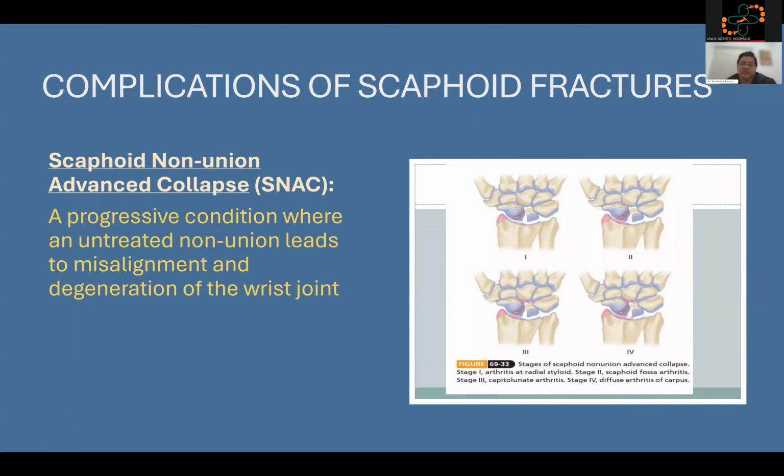It has four stages. In stage one, there is mild arthritis, there is non-union. In stage two, there is scaphoid arthritis. In stage three, there is scaphoid and capitate arthritis. And in stage four, there is also scapholunate dissociation, leading to instability of the wrist.